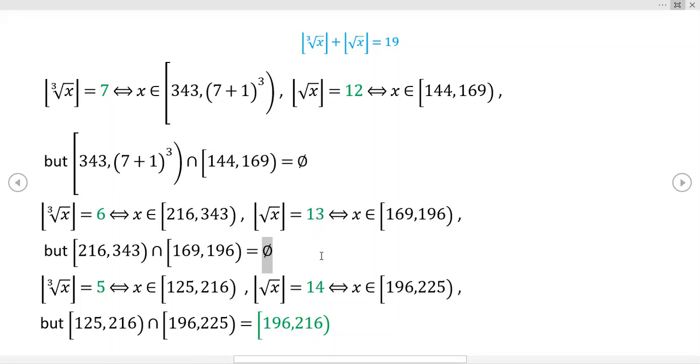Now we get lucky right here. But notice the pattern here. I'm making sure the floors add up to 19. And sure enough, this one works out. For cube root, you'll notice that 125 is 5 cubed, 216 is 6 cubed. And they happen to overlap. These two sets overlap precisely on this interval. So this is the solution to the problem, folks.